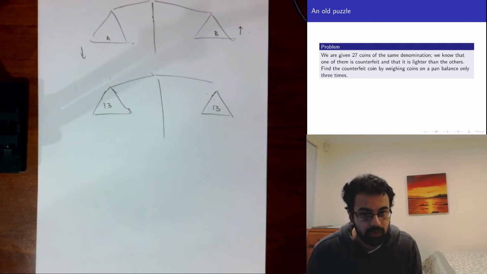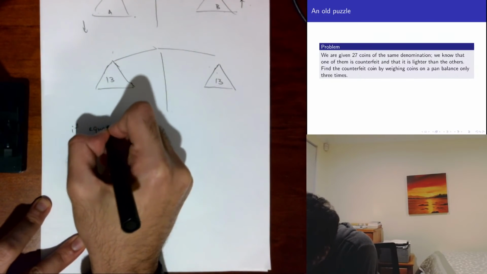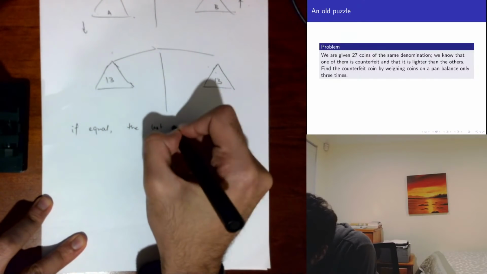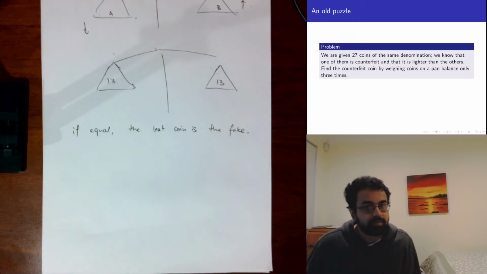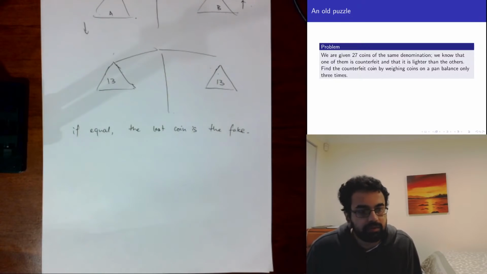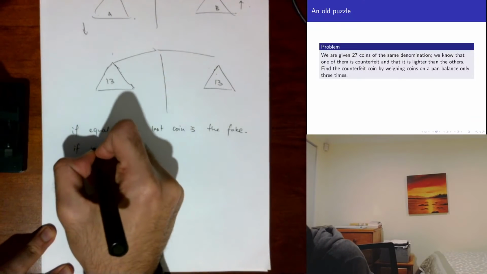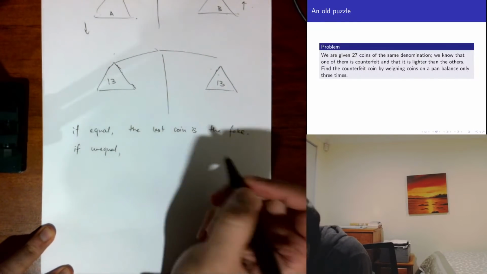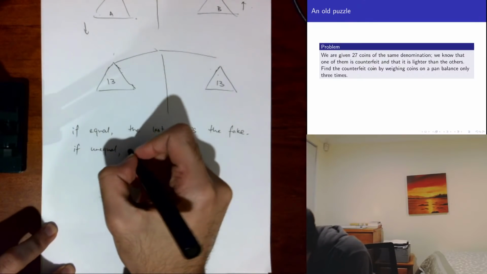They could be equal, in which case we're very happy, right? If they're equal, then the last coin remaining is the fake. Certainly, yeah, if they're the same, exactly. The one that was left out of this weighing has to be the only one that's lighter than anything else. However, we still have more work to do if they're unequal. If unequal, then I can say that whichever is lighter of these two sets of 13, that must contain the counterfeit.